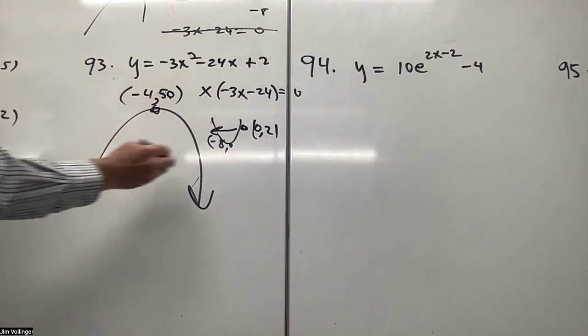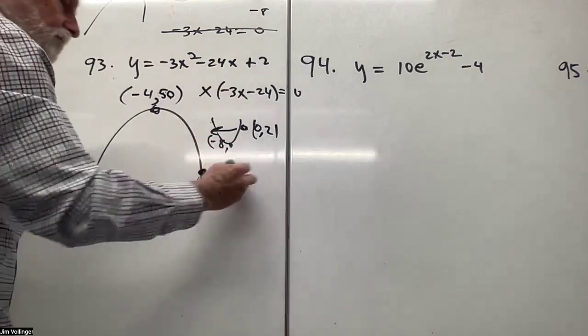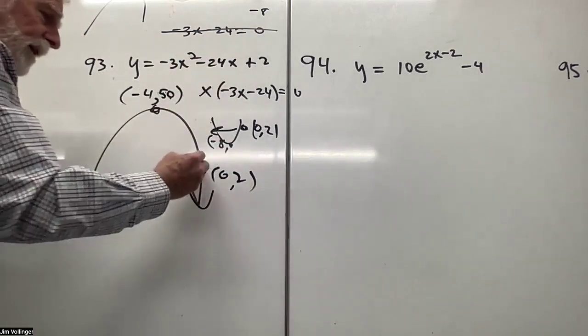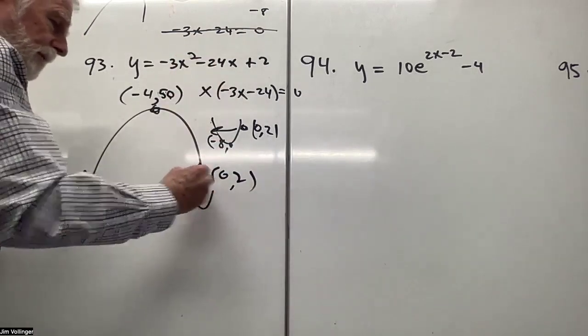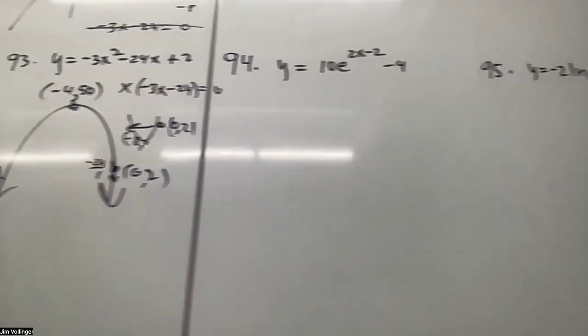Okay, and I know 0 is over here. 0 gets me positive 2. And I actually know I'm going down at 24 to 1 right there. And that's been discussed in a lot of the earlier lesson sets.